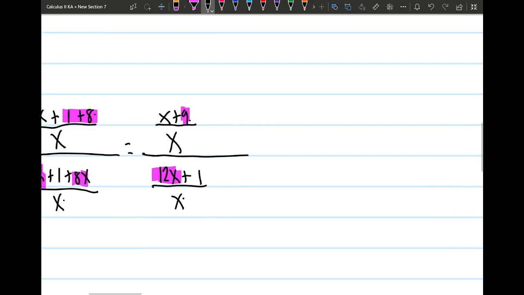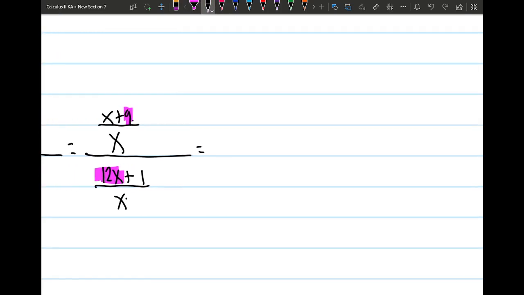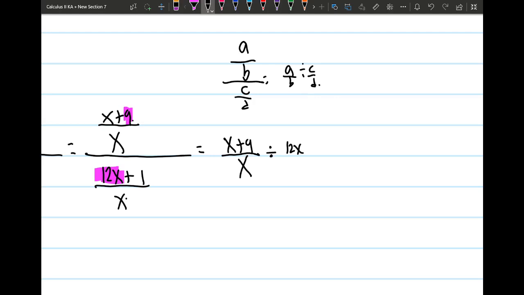So now we have a division of two rational expressions. I always like to write it as a division of two fractions. The way this goes, you would basically do a over b divided by c over d is a over b divided by c over d, like this. So we're doing the same thing for this part.